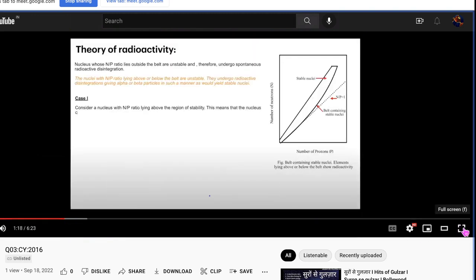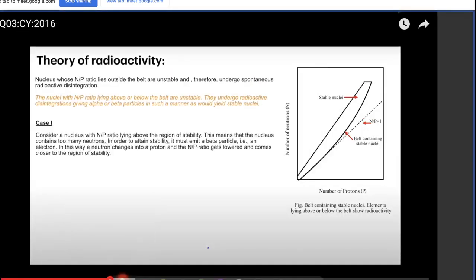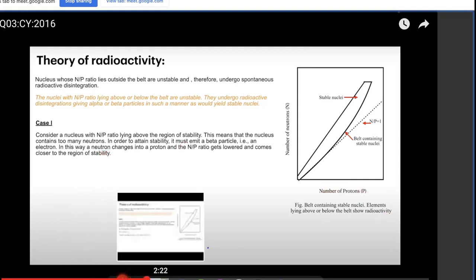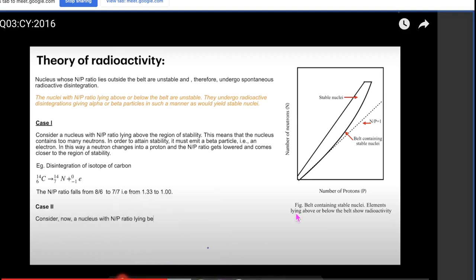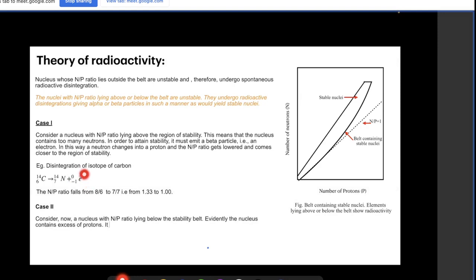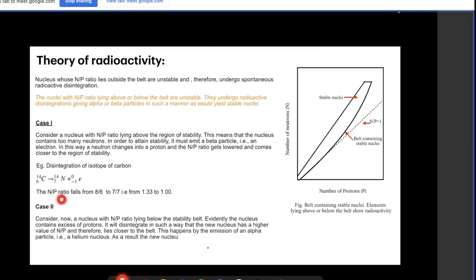Carbon-14, 14C6, disintegrates and shows a beta emission, and it gets converted into nitrogen with mass number 14, so 14 and 7. The N upon P ratio falls from 8 by 6 to 7 by 7, and it gets closer to the stability belt, where the ratio goes from 1.33 to 1.